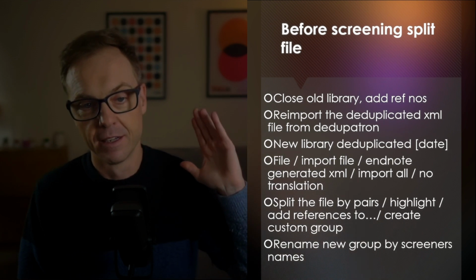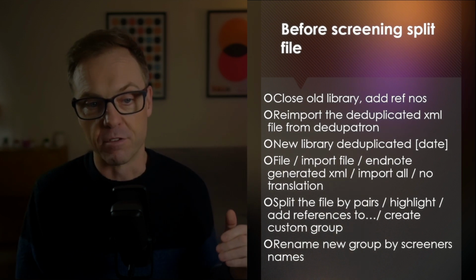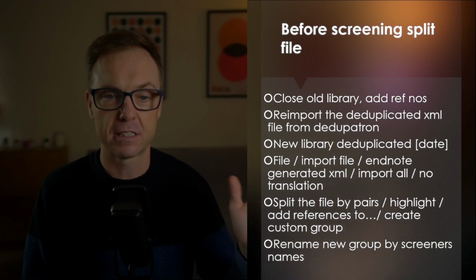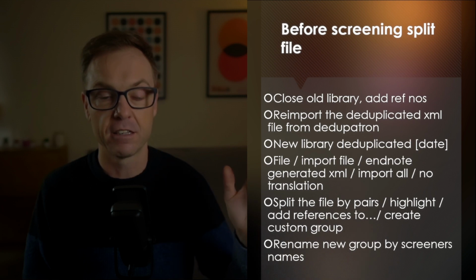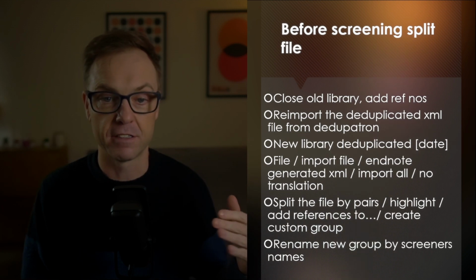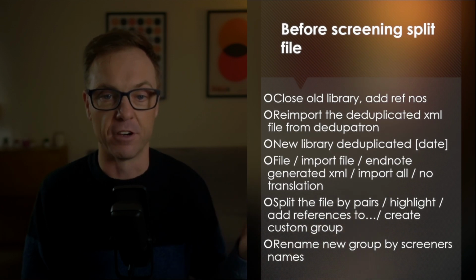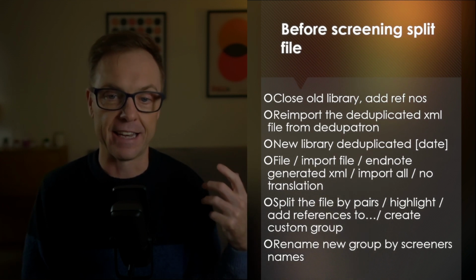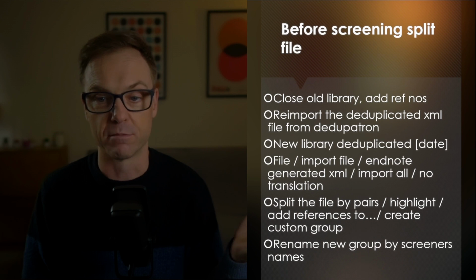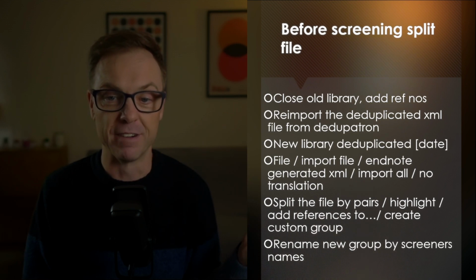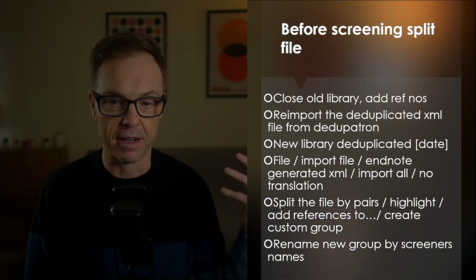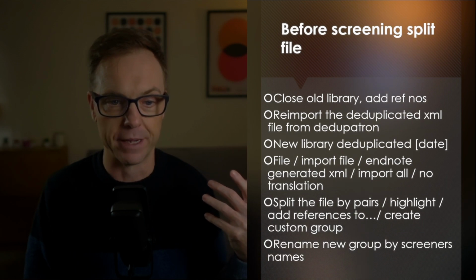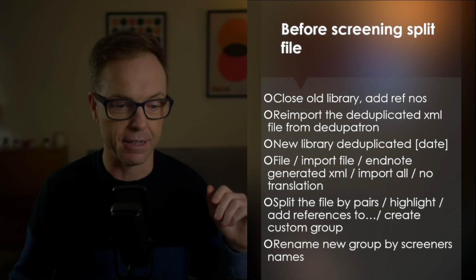So divide the total number of records by the number of pairs you have. When you go to split the file by pairs, highlight the number that's the total number divided by the number of pairs, and then right click and add references to and create a custom group, and rename that custom group by the pair number and the names of the people who are doing the reviewing. I'll show you how to do that now.